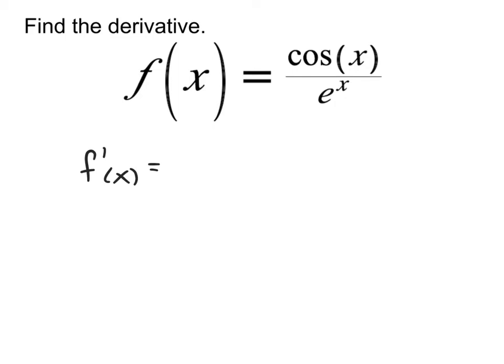And we should be doing low d high. So that's e to the x, the original on the bottom, times the derivative of the top. Now what's the derivative of cosine?